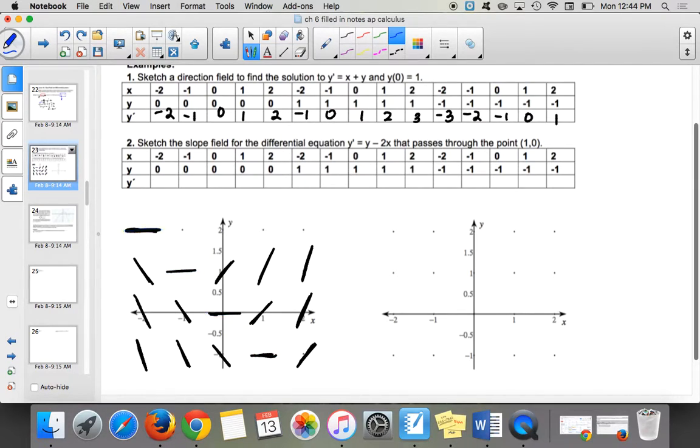All right, how about the next one? So -1, 2. 1. 0, 2. 2. And then 3. And then 4. It gets super steep.